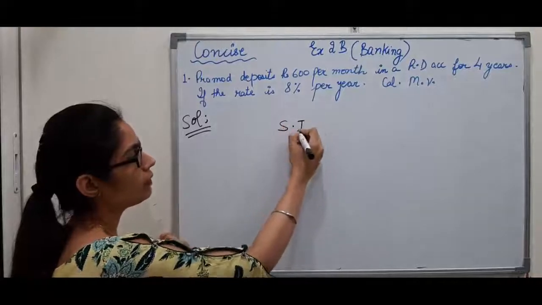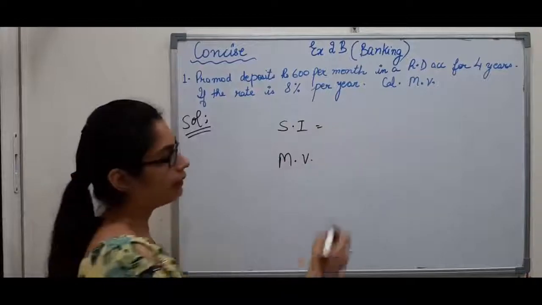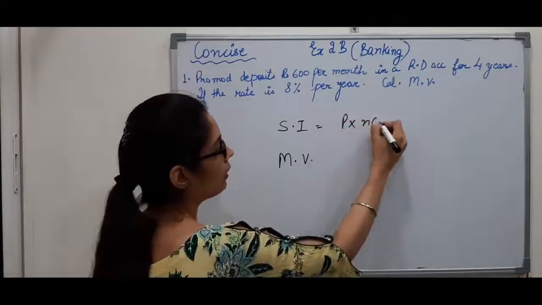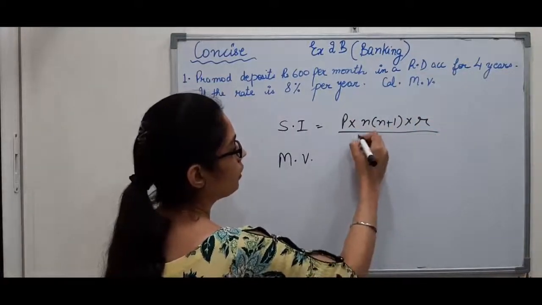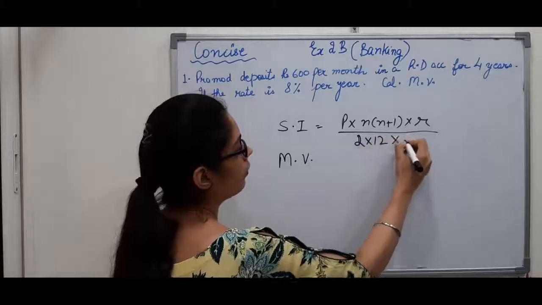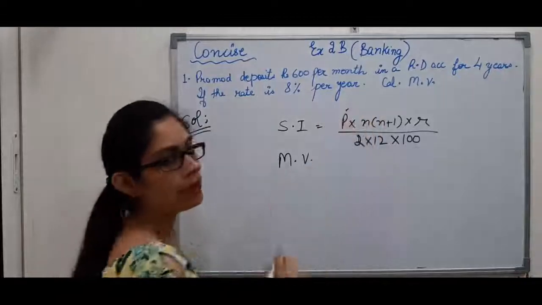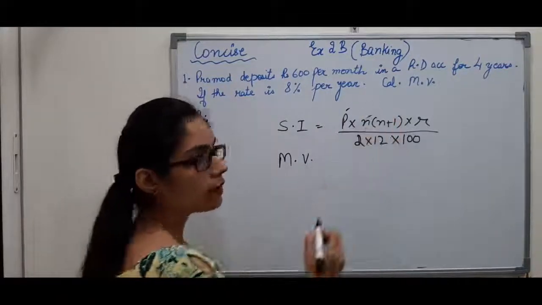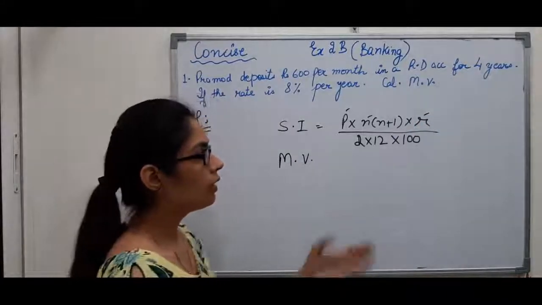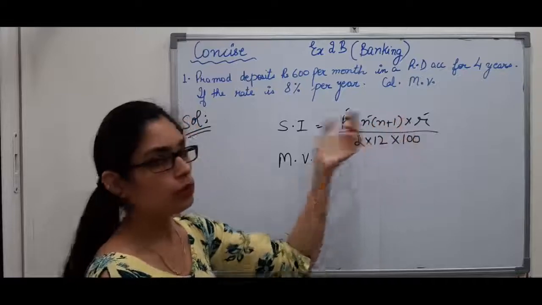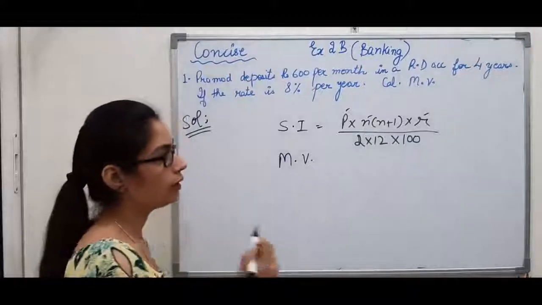In the previous exercise we have done two formulas. One is for simple interest and one is for maturity value. For simple interest it is P into (N plus 1) into R upon 2 into 12 into 100. This formula is for simple interest, where P is the installment per month, N is number of months or the time frame which they have given us, R is your rate of interest. And N should always be in months. So if they have given us in years, we have to convert it into months.